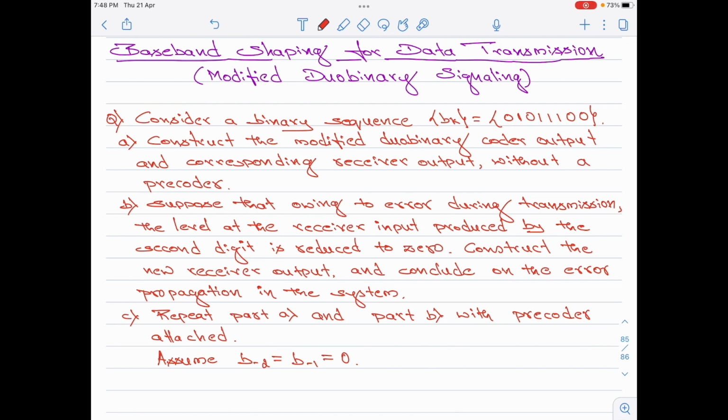Part C of the question says, repeat part A and part B with precoder attached. Assume B minus 2 equal to B minus 1 equal to 0. Right. Let us start with the solution part. Let me rewrite the given binary sequence here.